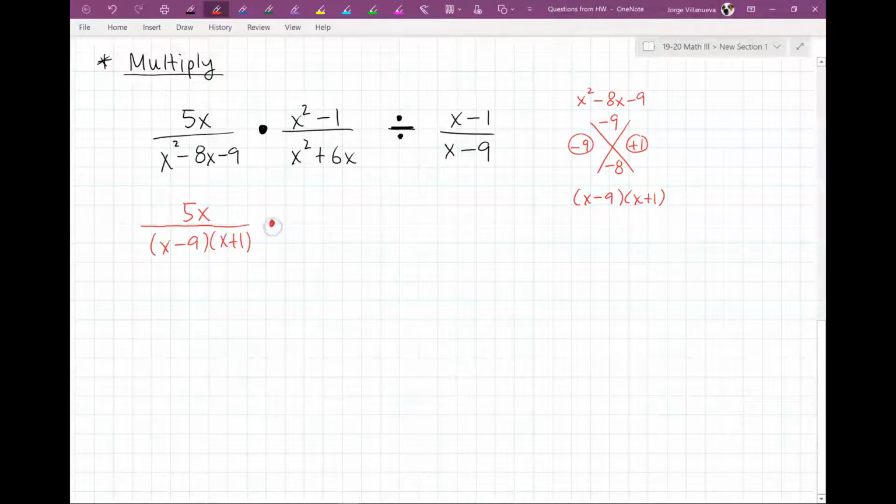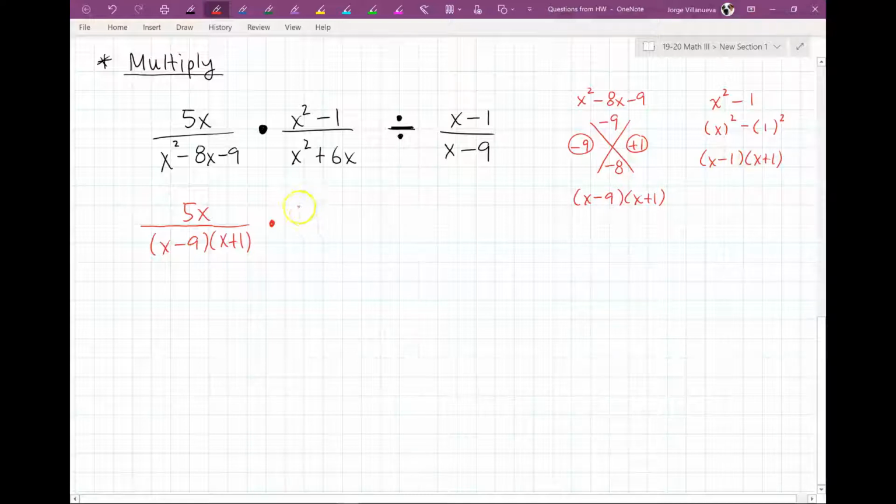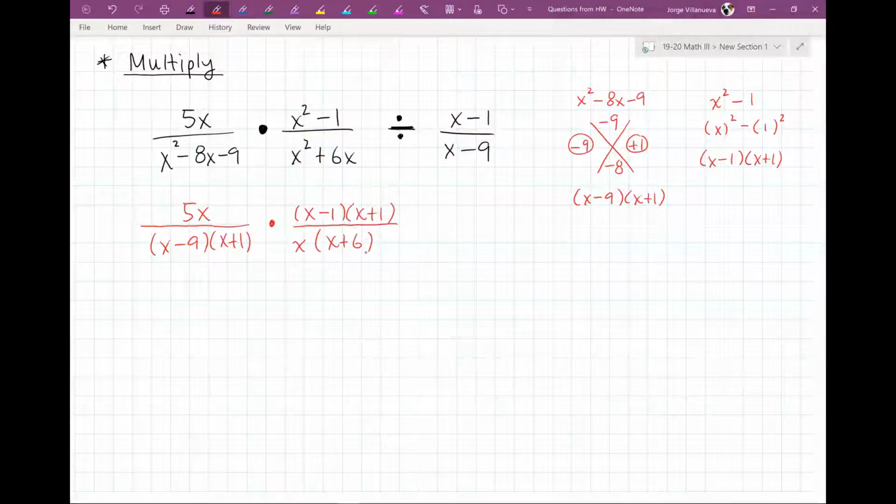Then times the x squared minus 1. Now x squared minus 1 is the same as x squared minus 1 squared. So that factors to x minus 1 times x plus 1 because that is a difference of two squares. So here we go. I factored that part. And then to factor the next part on the bottom, I'm just going to take out an x. So that gives me x plus 6. Okay. Now, if you notice, it says divided by the next portion, right?